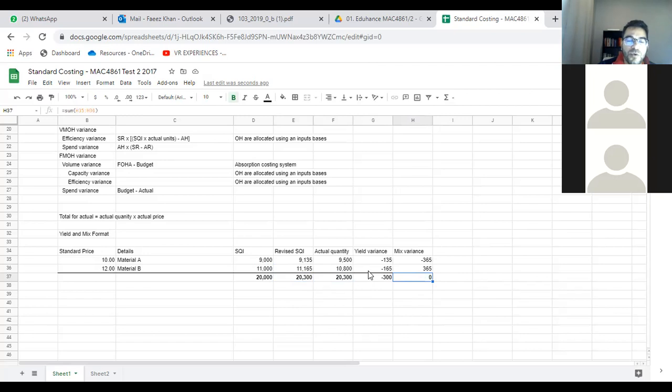But remember, we want a value. We don't want quantity. So now we're going to work out the value. So this is how we work out the value. So in an exam, if you get this, you basically just use this as a template.